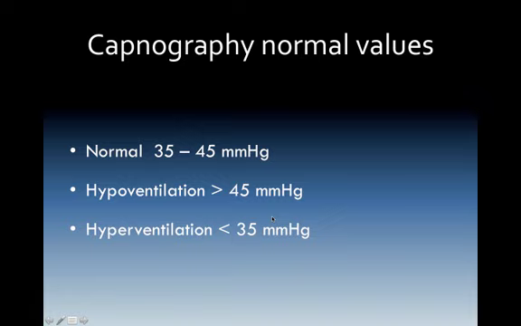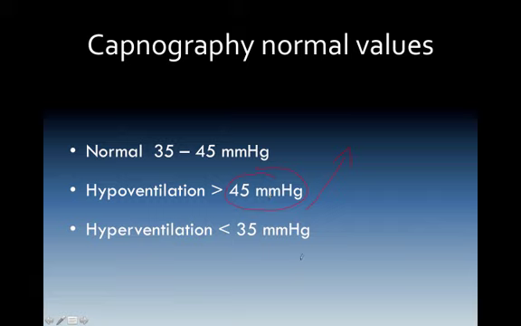Capnography normal values. Normal values for capnography are going to be 35 to 45 millimeters of mercury. Hypoventilation, we're going to see a capnometry level greater than 45. So as our body starts retaining CO2, the CO2 levels start to rise, and we'll see this in the gas sampling.